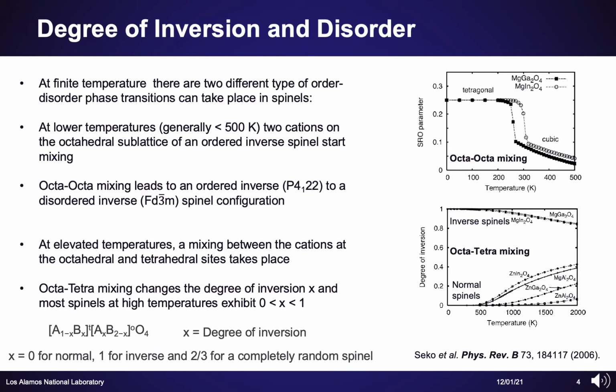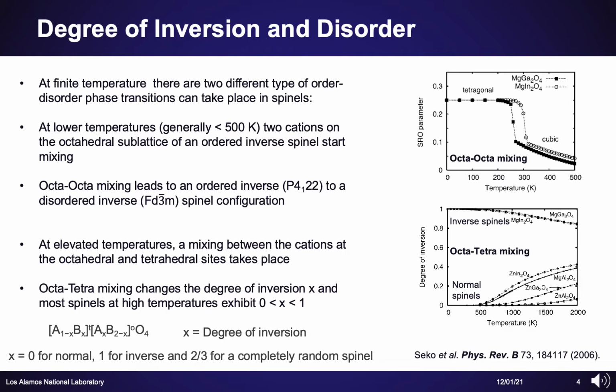At finite temperatures, the cations on both the tetrahedral and octahedral sites in a spinel structure can start to mix, giving rise to cation disorder. There are two different types of order disorder phase transitions that can occur in spinels. For the inverse spinels, there are two different cations on the octahedral sublattice, and generally near the room temperature they exhibit an order disorder phase transition.